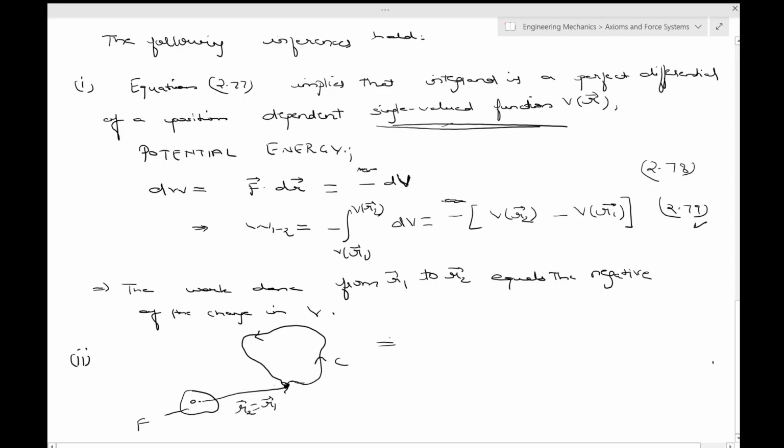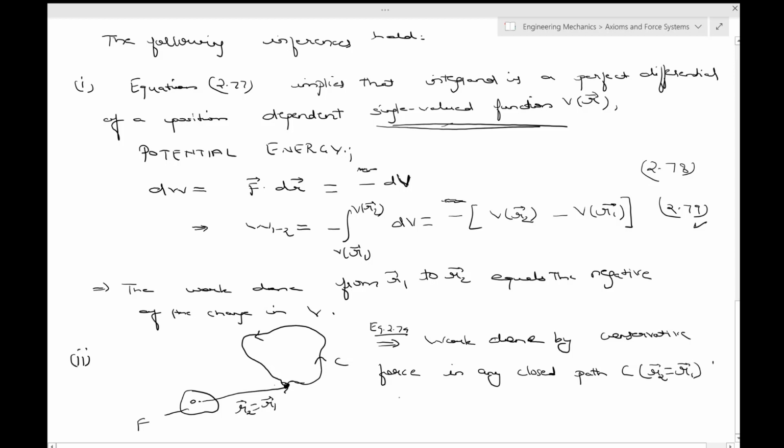So this implies, from equation 2.79, that the work done by a conservative force in any closed path C, where R2 is equal to R1, is 0. So it comes from this.